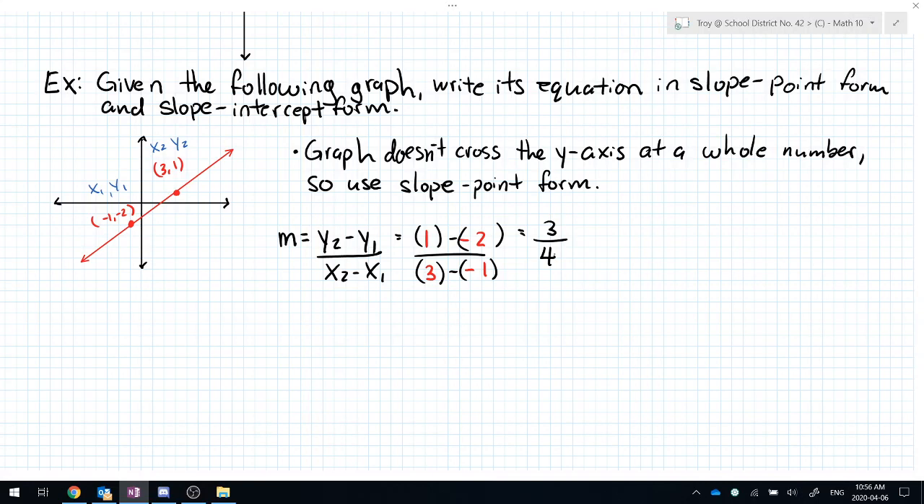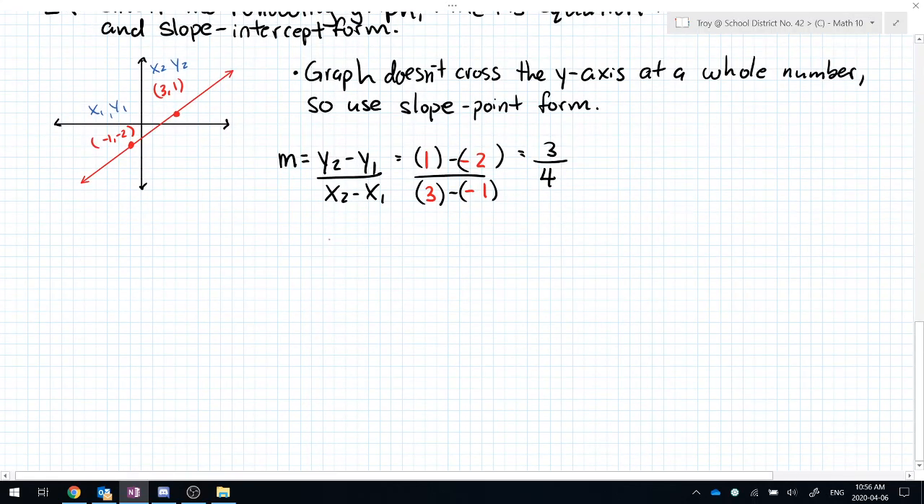So we have our slope now. The next thing we need to do for using slope point form is to just pick some point. It doesn't matter. We can pick (-1, -2), or we can pick (3, 1). I'll pick (3, 1) for this question just so they can stay positive. So slope point form: y minus y1 equals m times x minus x1. And just to be clear, this y1 and x1 is not necessarily the same as the earlier x1 and y1. Doesn't matter. They can be different.